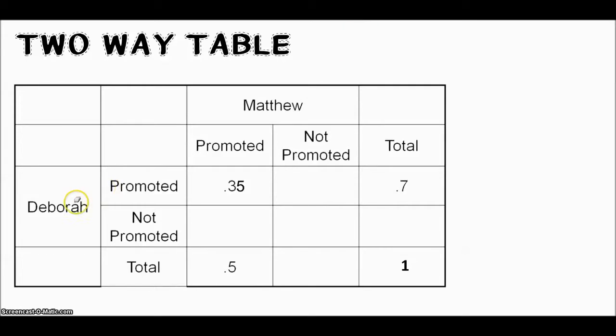Alright, so let's take a look at this two-way table. This is Deborah and this is Matthew. The probability that both Deborah and Matthew would be promoted is 0.35, so it goes here. We also know that just Matthew being promoted is 0.5, and Deborah being promoted is 0.7. So what we can do is take this 0.7 and subtract the 0.5 to find out that the likelihood that Deborah will be promoted but Matthew will not is 0.35. The probability that Matthew is promoted but Deborah is not is going to be 0.5 minus 0.35, or 0.15.